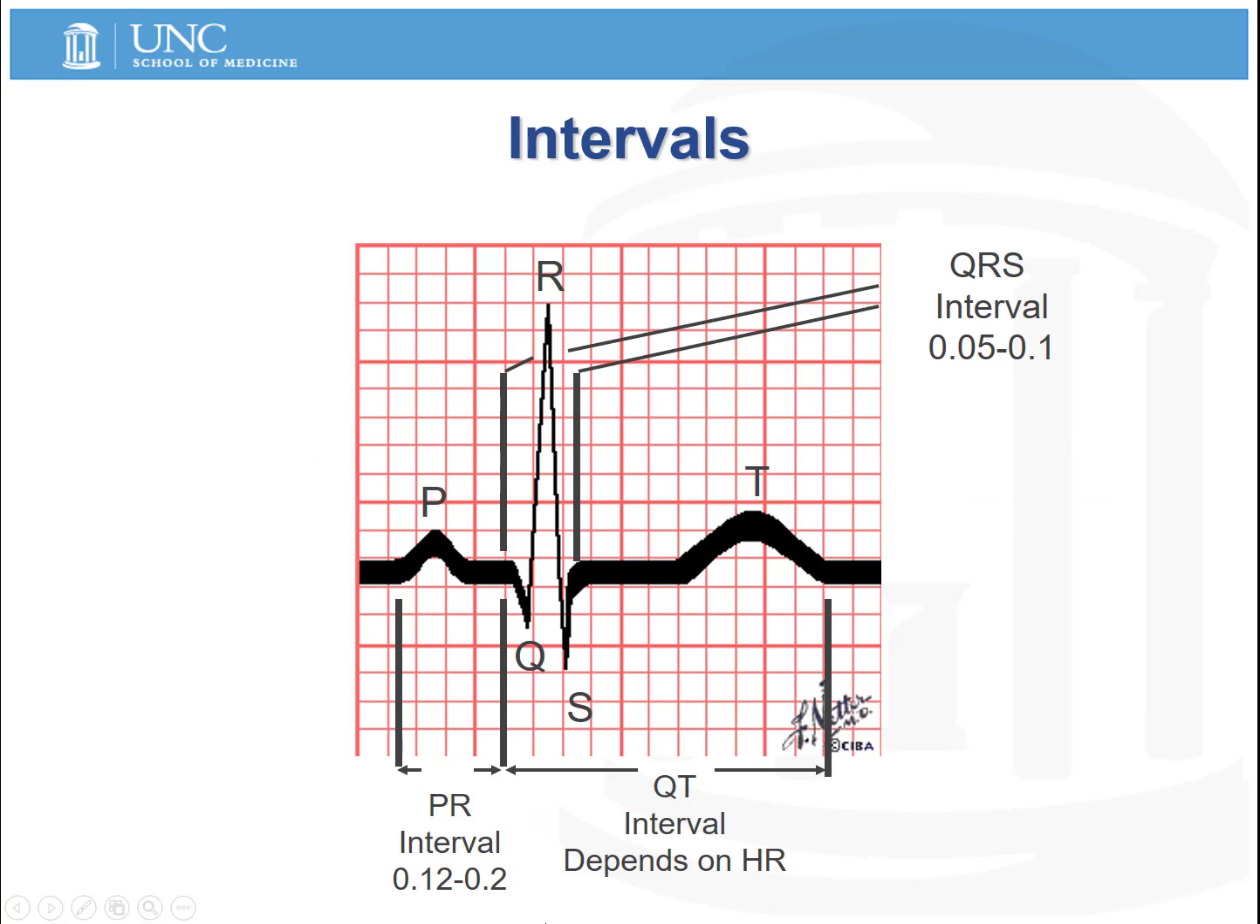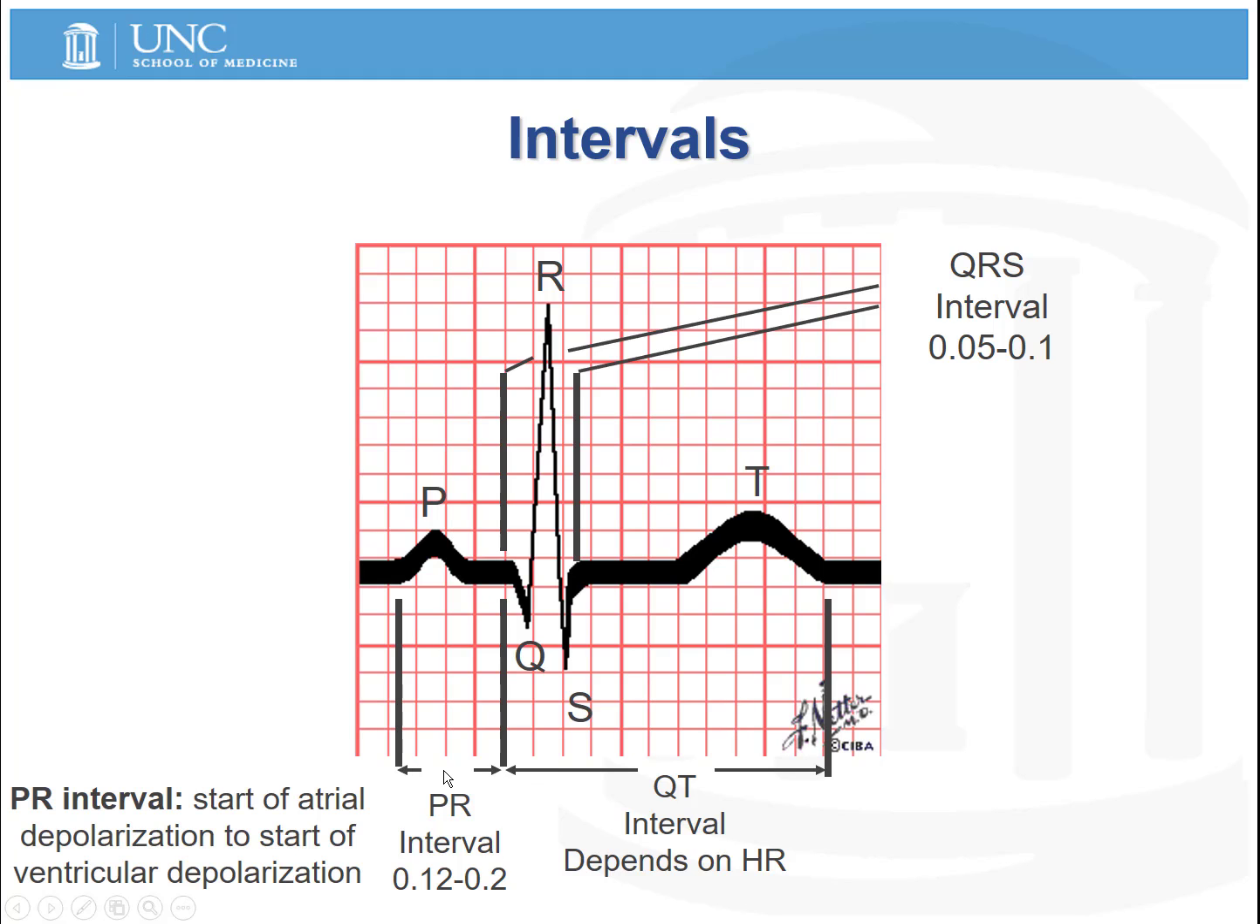The time duration of specific portions of an ECG can tell us a lot about the spread of the depolarization. So first, let's look at intervals. And intervals are sections that include a portion of a wave. So we have a PR interval, a QRS interval, and a QT interval. So the PR interval is measured from the beginning of the P wave to the beginning of the QRS complex. And this interval designates the time between the start of the atrial depolarization and the start of the ventricular depolarization.